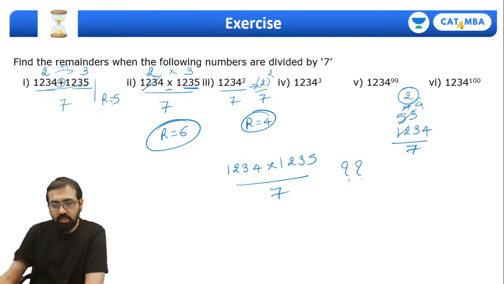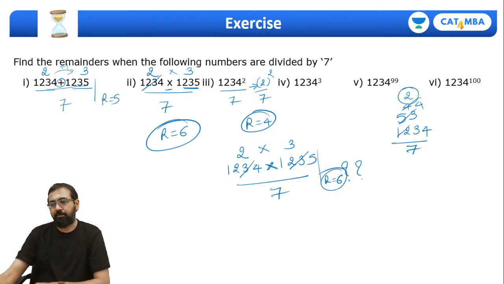If you are talking about this question, then let me quickly explain. So 1234 divided by 7, remainder was 2. 1235 divided by 7, of course, remainder should be 1 more than 2, that is 3. Since these numbers are in multiplication, multiply these two numbers, 2 into 3, 6. So now the final remainder is 6, because 6 is less than 7.